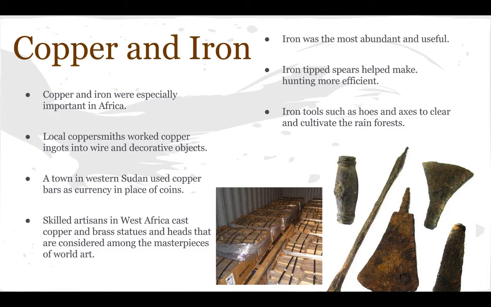Iron-tipped spears made hunting especially efficient, and you can see the spears and tools in the bottom right-hand corner. Iron tools, such as hoes and axes, were especially useful to clear and cultivate the rainforests.